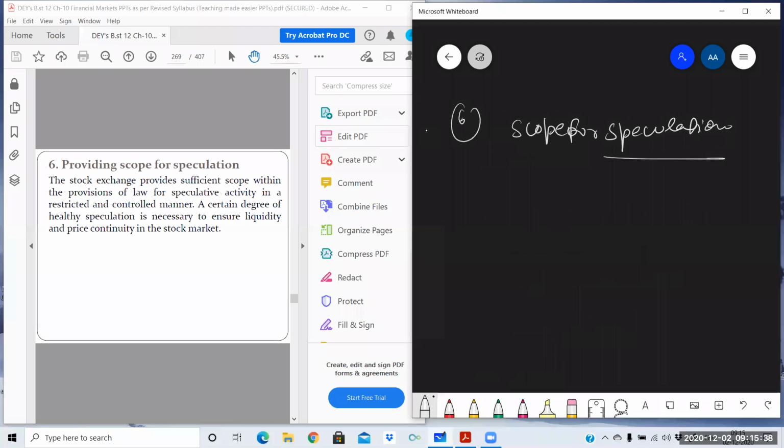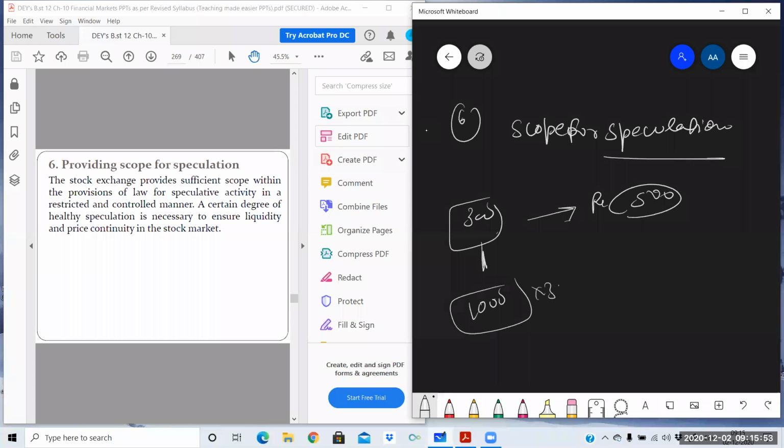Like suppose you have expected that a particular company's share will go up to rupees 500 in future, and now its rate is 300, and on the basis of this speculation you have purchased 1,000 shares of that particular company at the rate of 300. So your investment in that company is 3 lakh. After 2 months the price of those shares is worth 550, so you can make the capital gain. So speculation means doing the activity of buying and selling on the basis of prediction of prices in future.